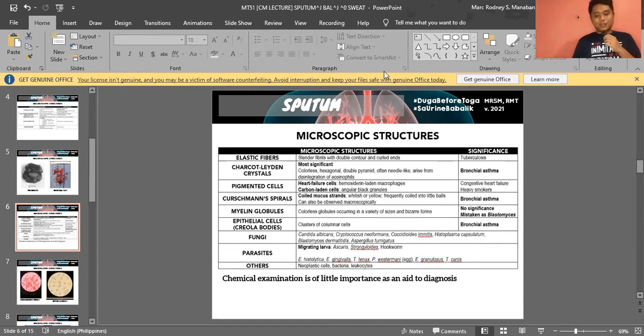For parasites, migrating larvae, you know that. In the mnemonic ASH: Ascaris, Strongyloides, and Hookworm. Also Entamoeba histolytica in cases of pulmonary amoebic abscess, reaching the lungs. E. gingivalis and T. tenax are commensals of the mouth. Paragonimus westermani, of course, the ova. Remember the characteristic sputum of patients with Paragonimus westermani; macroscopically, how is it described?